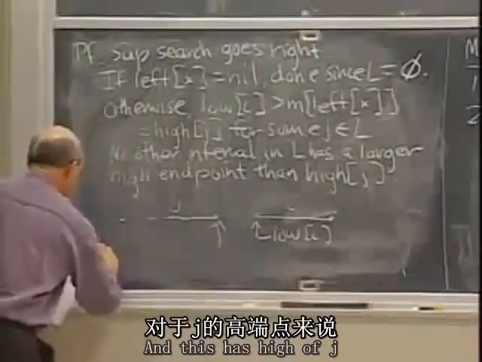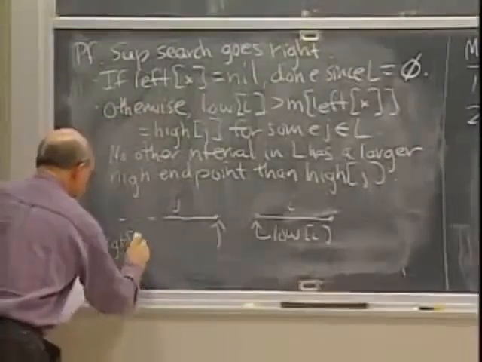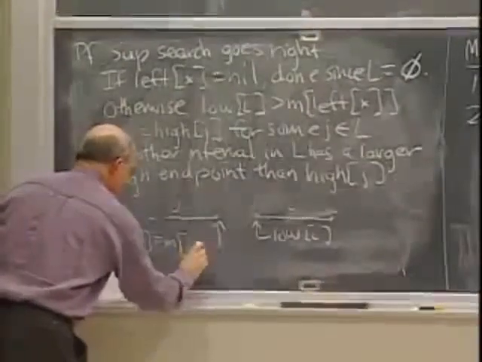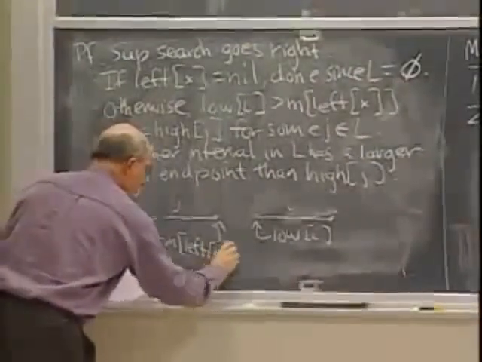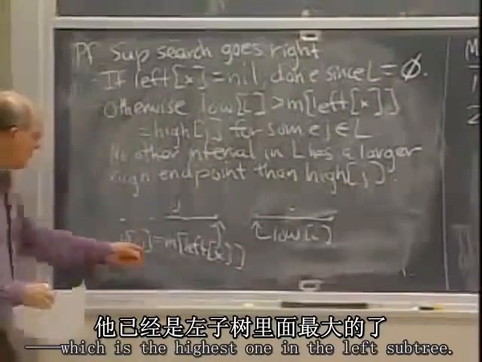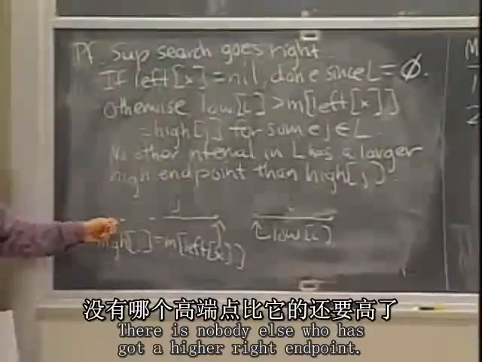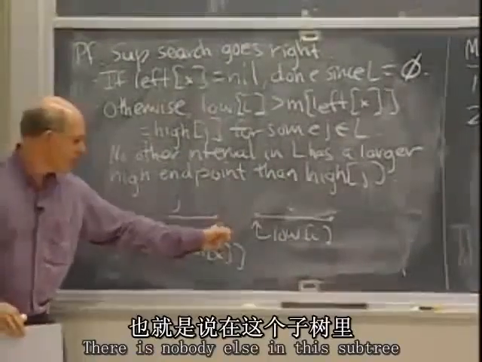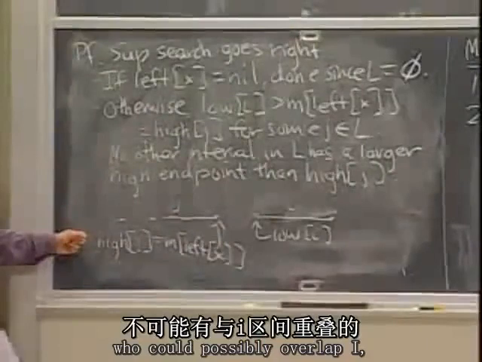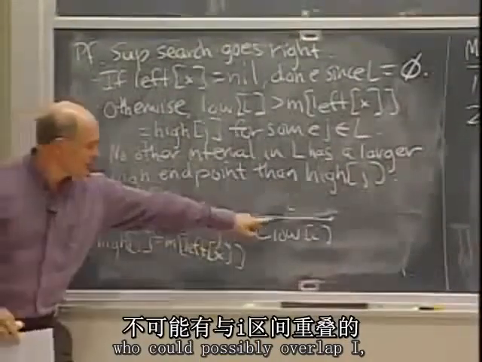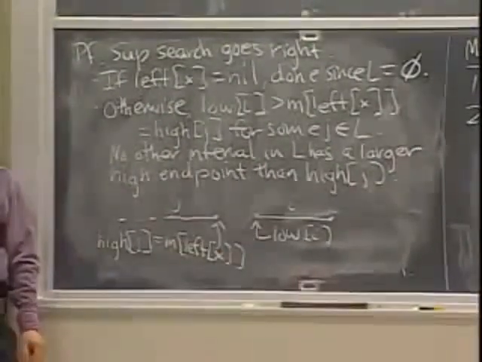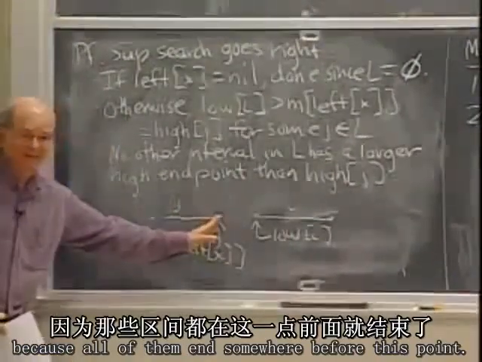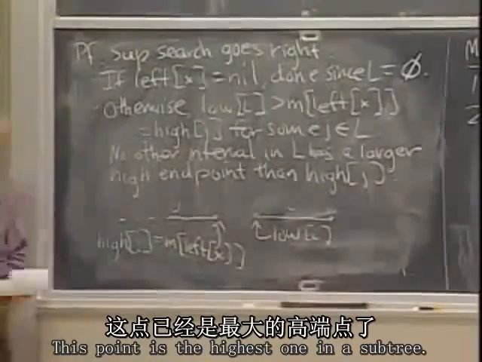And this has high of j, which is the highest one in the left subtree. So there's nobody else who's got a higher right endpoint. So there's nobody else in this subtree who could possibly overlap I, because all of them end somewhere before this point. This point is the highest one in the subtree.